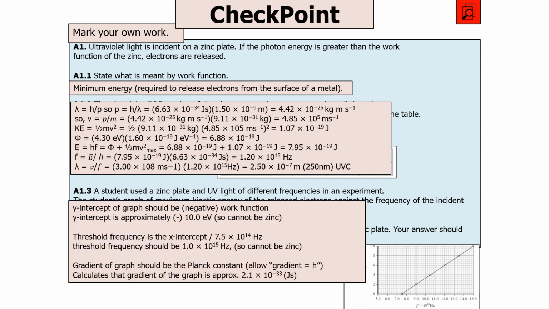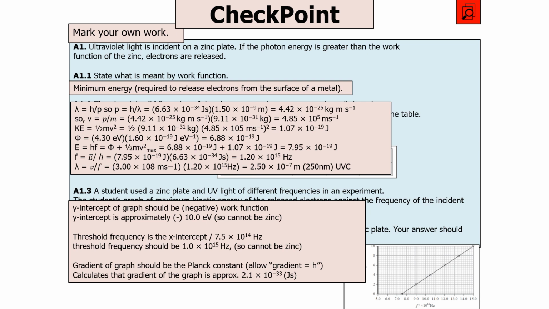Okay, and then finally, on this question, how is it not appropriate? Well, firstly, the y-intercept should be a negative value, and you can see that the y-intercept is about minus 10 eV, much greater than any value that it could be for zinc, given from the previous question. Again, the threshold frequency is your x-intercept, which you can see on the graph to be about 7.5 times 10 to the 14 hertz. It should be about 1 times 10 to the 15 hertz if you look at the values given before, so it can't be zinc.